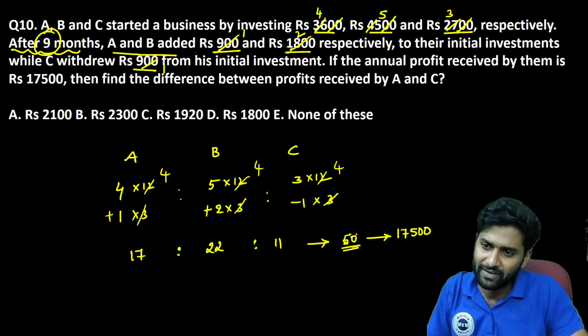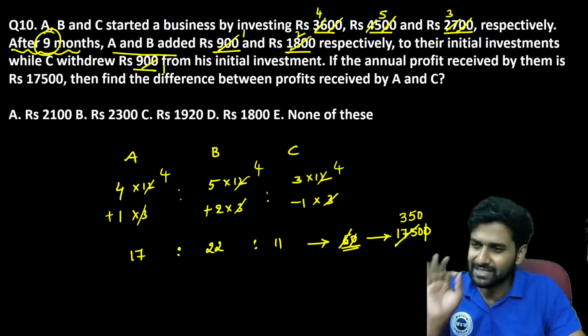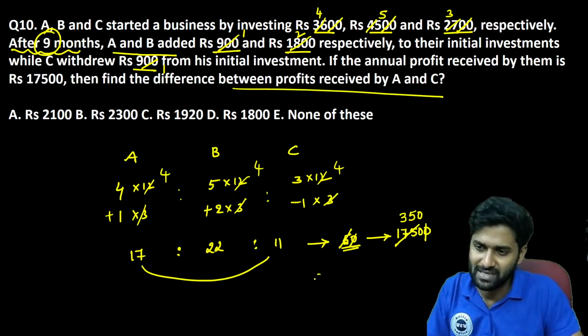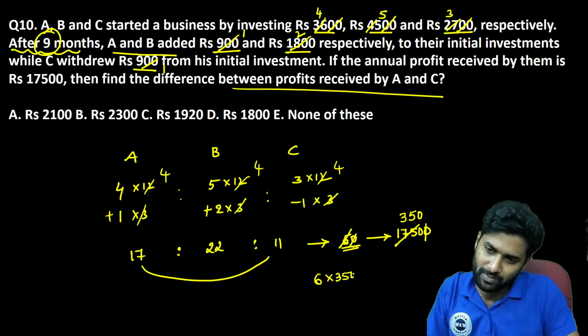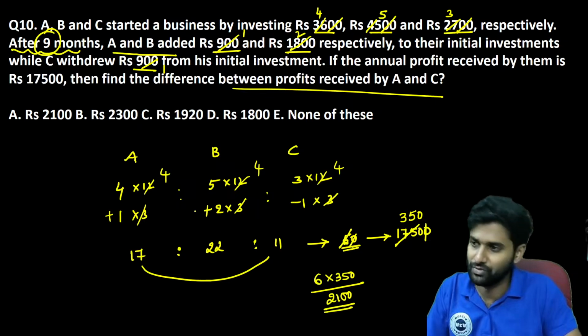Now try to identify what the each unit value is. See here. So 5 threes, 5 fives, 5 zeros. It's exactly 350 times. Now the question, what is the difference of profits received by A and C? What is the AC difference? 6 units. 6 is multiplied by 350, it becomes 2,100. That's your value.